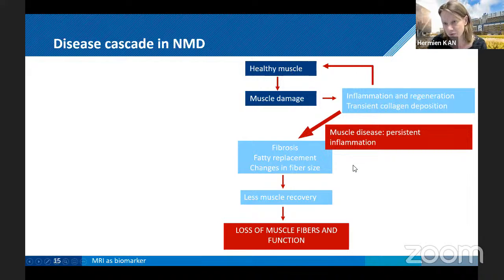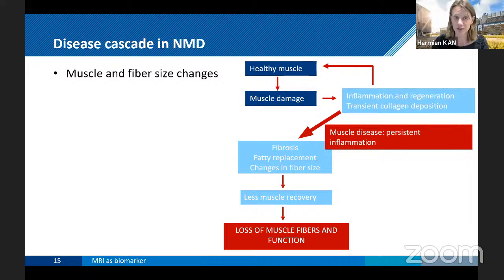So what happens in muscle disease? In muscle disease, one of at least the hypothetical pathways is that you get a persistent inflammation, right? And if you remember the previous slide, inflammation is something that we could look at. Due to this persistent inflammation, you get fibrosis, fatty replacement, and changes in fiber size. This will all result in less muscle recovery. And due to this reduced muscle recovery, you get a loss of muscle fibers and muscle function.